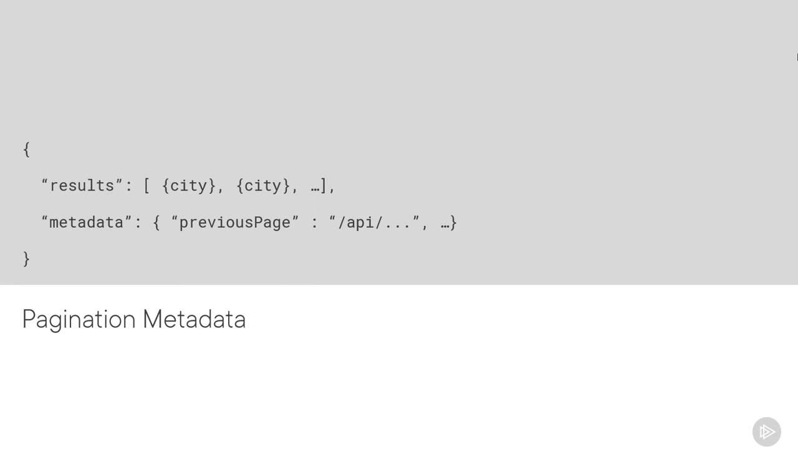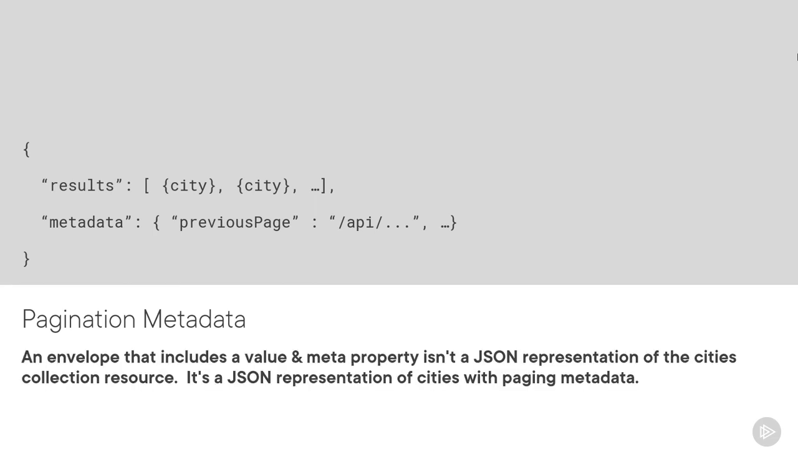I am not a big fan of that. If a consumer of the API requests a page of cities, the API should return a JSON representation of that page of cities. An envelope, like you see on screen here, that includes a value and a metadata property, isn't a JSON representation of the cities collection resource. It's a JSON representation of cities with paging metadata.